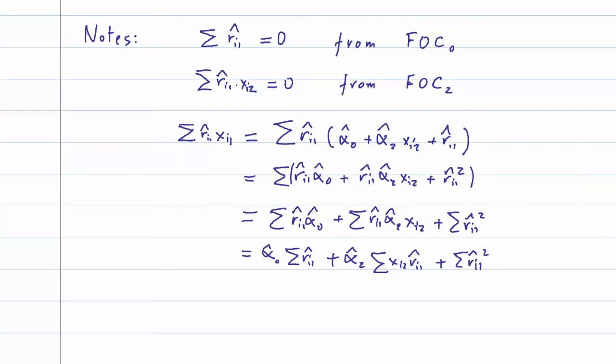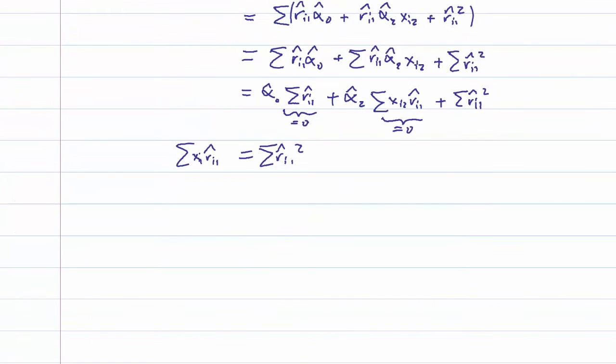Remember, the sum of ri1 hat is 0 because it's a sum of residuals. So this is 0. And also the sum of the product between ri1 hat and xi2 is 0. So in the end, we just have the sum of ri1 hat square. I'm going to rewrite this: the sum of xi1 ri1 hat is equal to this. Now we have the tools we need to go over the proof.